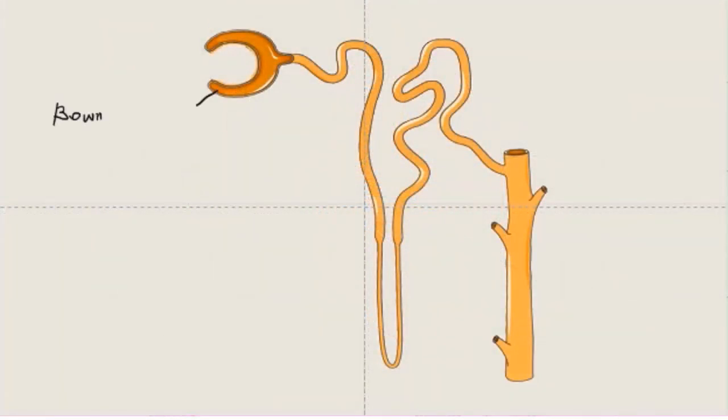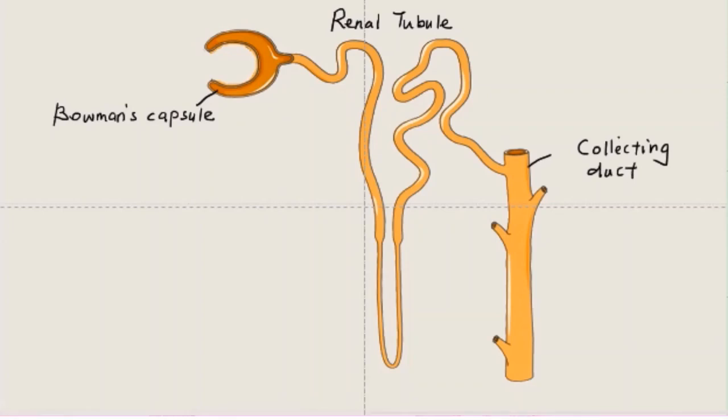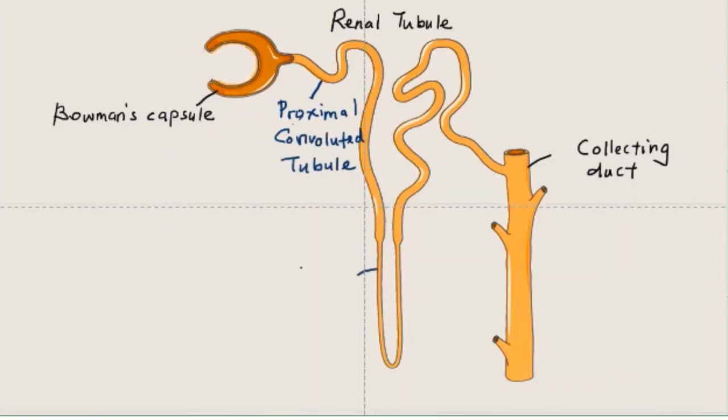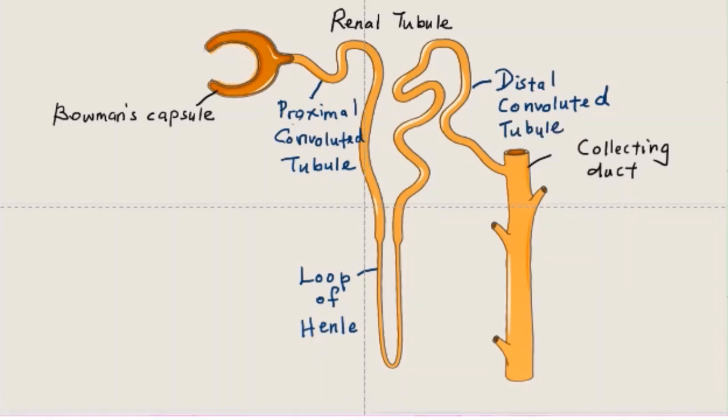This is a nephron, which begins with a cup-shaped structure called Bowman's capsule, followed by a long renal tubule, and finally it is connected to the collecting duct. The renal tubule is made up of proximal convoluted tubule, the loop of Henle, and the distal convoluted tubule. The nephrons in the kidneys do the job of filtering the blood and removing waste substances from our body. The important functions of the kidney include excretion of waste and osmoregulation through urine formation.